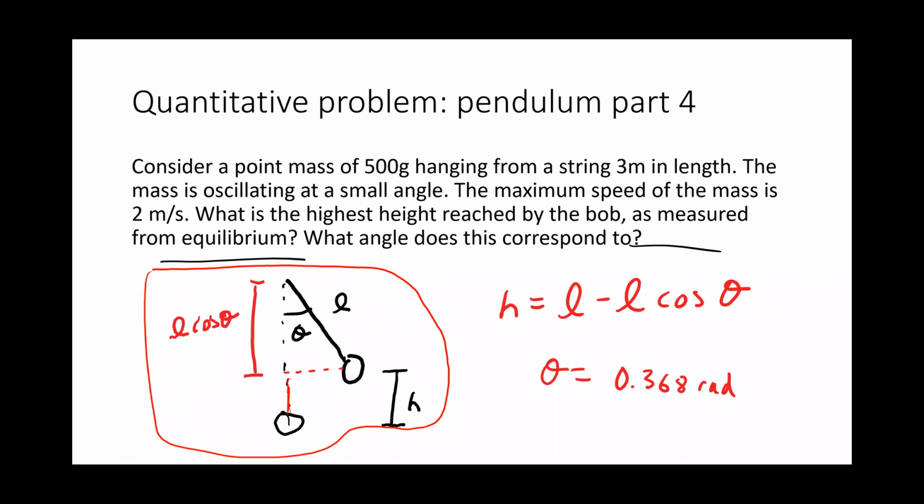And so this side over here is going to be L cosine theta. Looking for the height, it's going to be the difference between the length of the pendulum and that L cosine theta. I can then solve for L cosine theta in terms of H and L. And if I do that carefully in this problem, I end up with an angle of 0.368 radians.